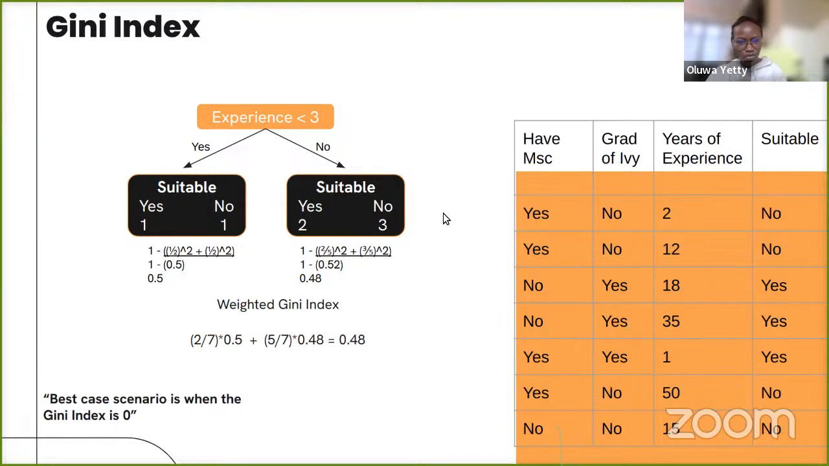Any questions so far? No. So what we've done here, this is the formula. I can't remember who asked, but someone was asking if it's a formula. So this is actually the formula. If we trace it back, we have 1 minus, so the Gini index now, 1 minus the summation of the probabilities for each instance.